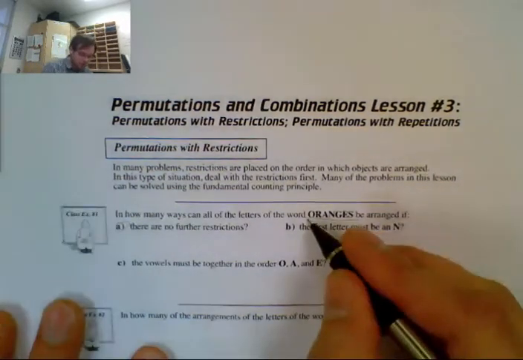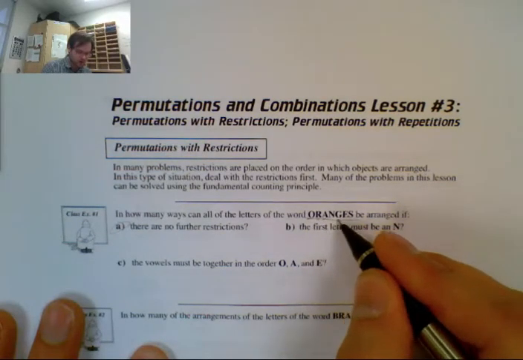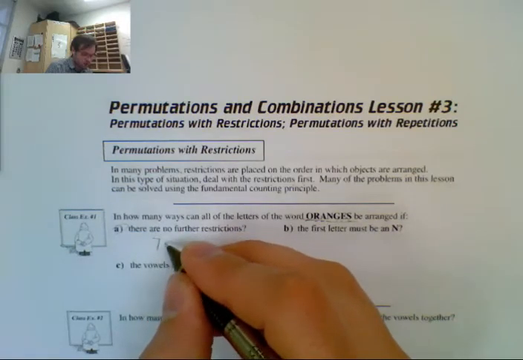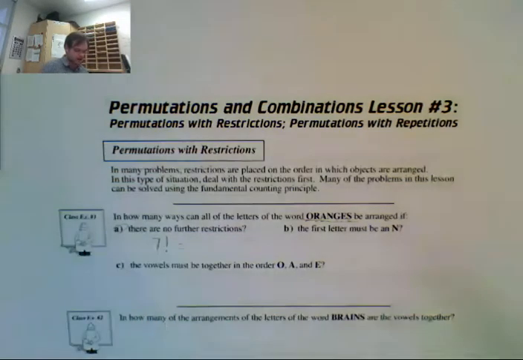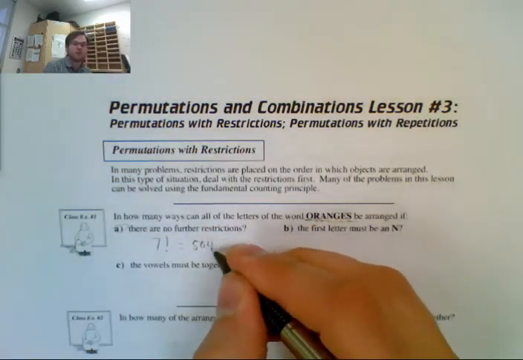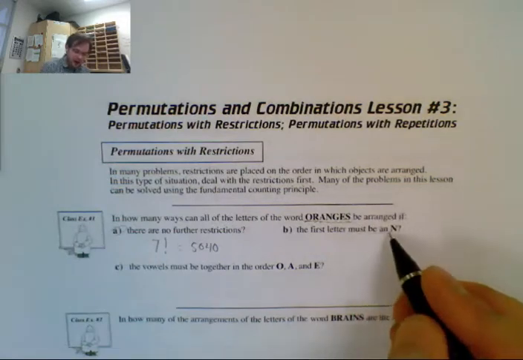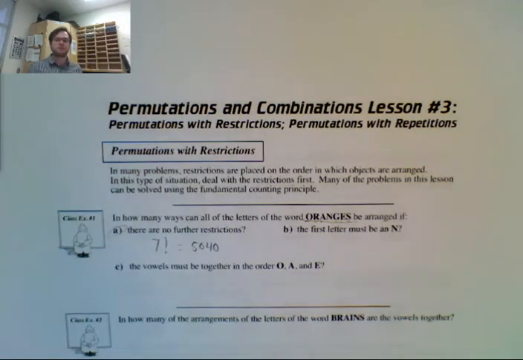So we have 1, 2, 3, 4, 5, 6, 7 letters. So that's going to be 7 factorial, which is the same as 5040. Okay? Now the next part here says the letter N must be the first letter.